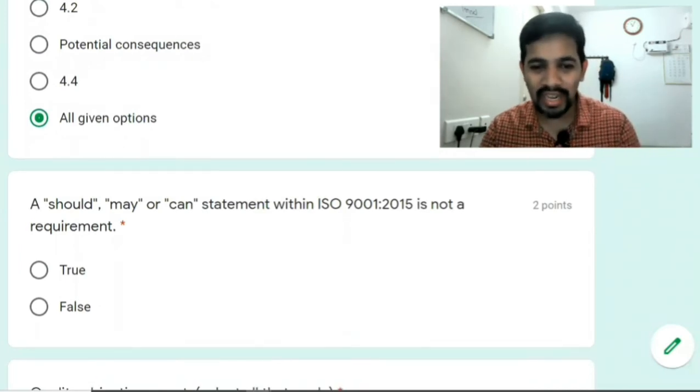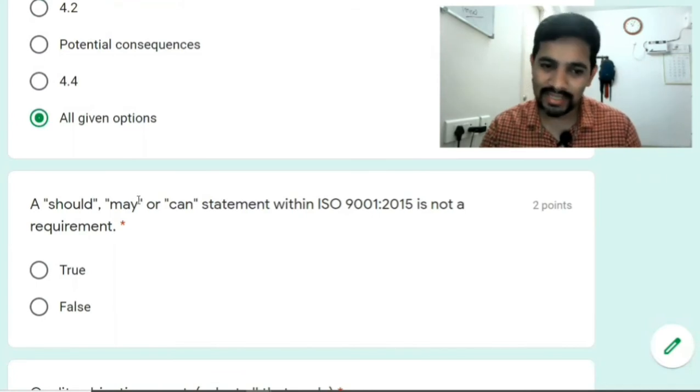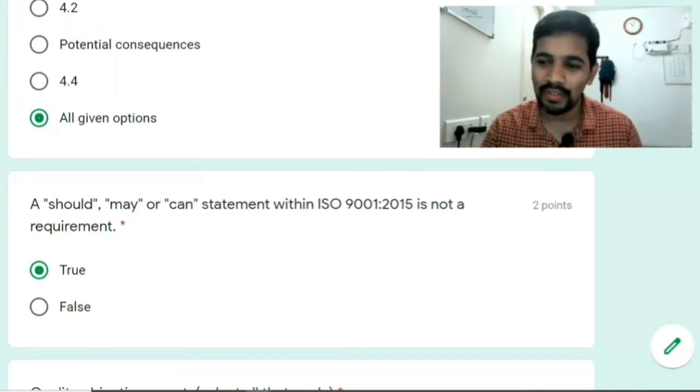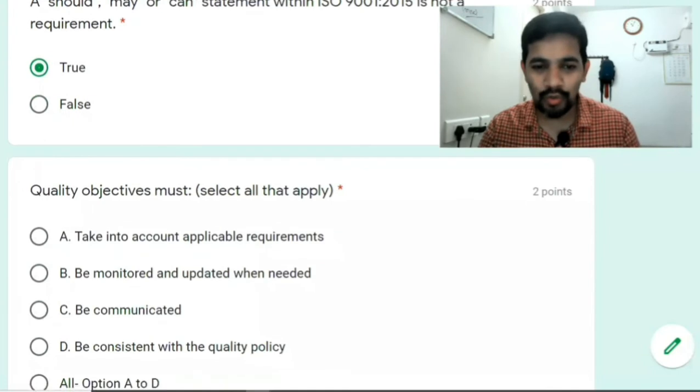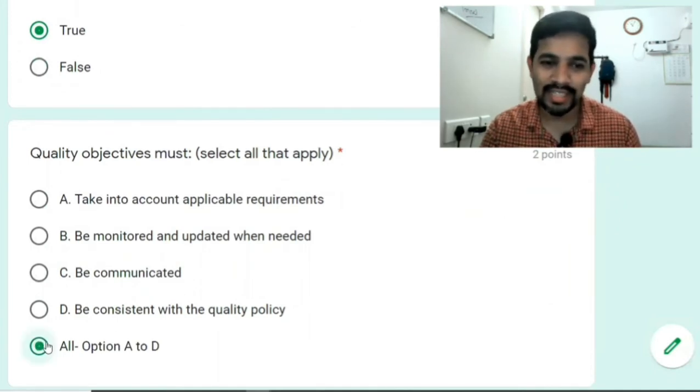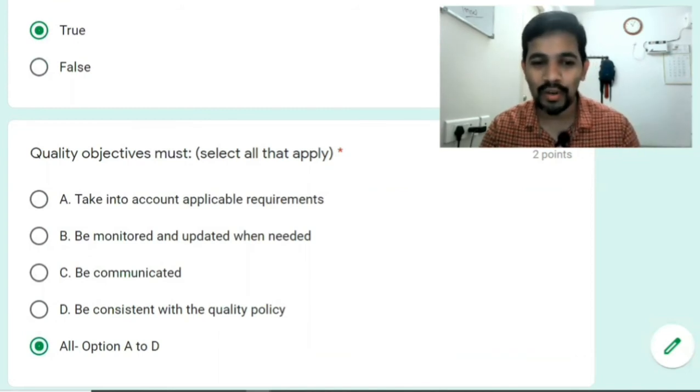Yes, should, may, can statements within the organization are not the requirement. Yes, it is not the requirement, right? For example, can, should, and all that are not the requirement. Only shall is the requirement. Good question. Objective evidence must take into account applicable requirements, be monitored, be updated, be communicated, be consistent, and all. The answer is all. Quality objective should be taken into applicable requirements, be monitored, be communicated, be consistent, right? All.